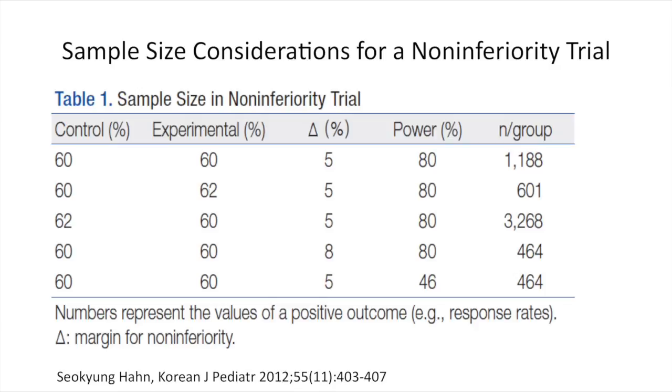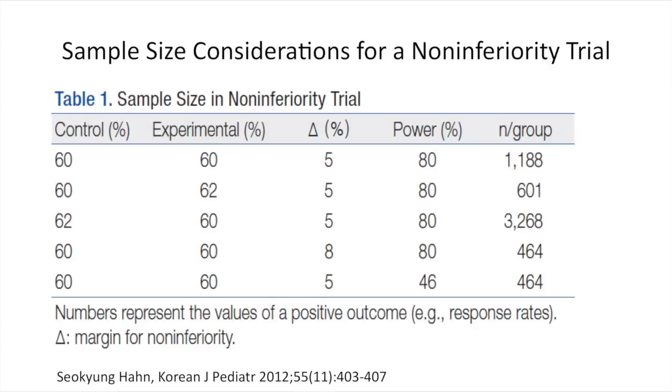For example, here in the first row, we have control and experimental treatment. We think they will have the same effect, a 60% success rate. We have a non-inferiority margin of 5%, we have a power of 80%, and we need a group size of 1,188 patients. If we think that the new treatment is slightly better with 62%, then our sample size drops from 1,200 to 600, so almost a half.